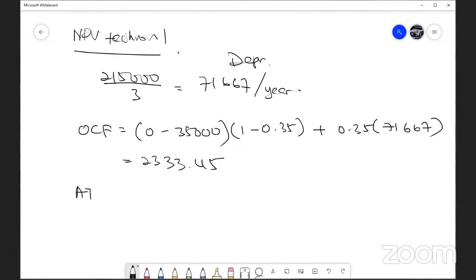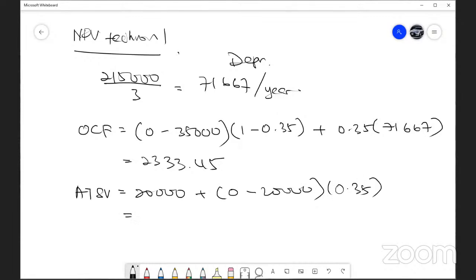The after-tax salvage value for both products is the same. In this case, it's SV plus (BV 0 minus SV) multiplied by tax. So this one will give you 13,000. Now you have everything ready. No net working capital for these two, very good. So we count the NPV.